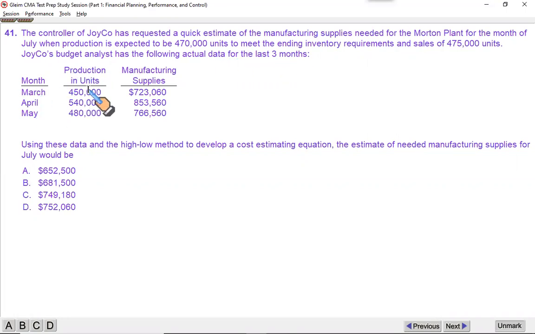Okay, now, Joy Company's budget analyst has the following actual data for the last 3 months, March, April, and May. These are the production units in the previous months, and these were the manufacturing supplies used. Clearly, this number is variable, so it is not a fixed cost. Could it be a variable cost?